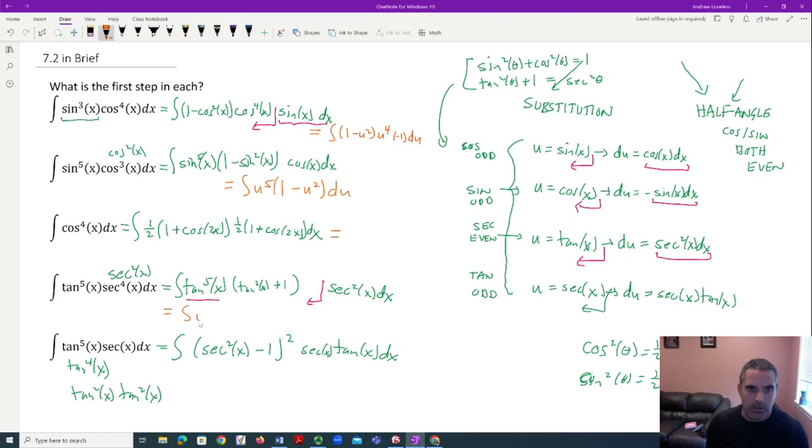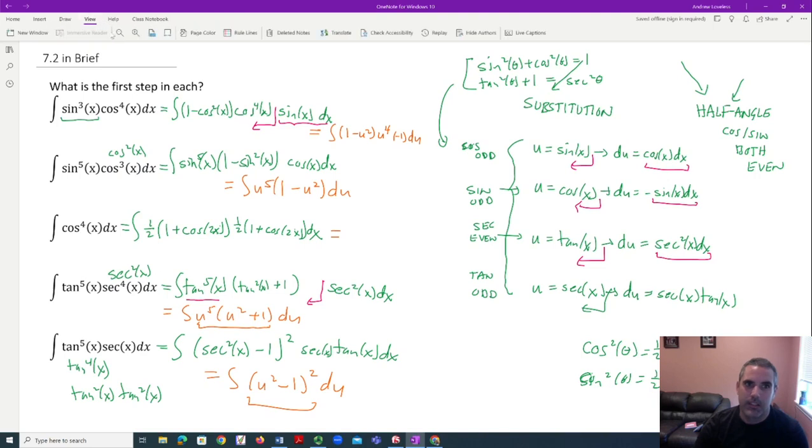This one's going to be the integral of u to the fifth, u squared plus 1 du. Done. This one's going to be the integral of u squared minus 1 squared du, and you are going to have to expand that out. All of these you'll have to expand and simplify. That's the idea of the section. Okay, that's the main thing.